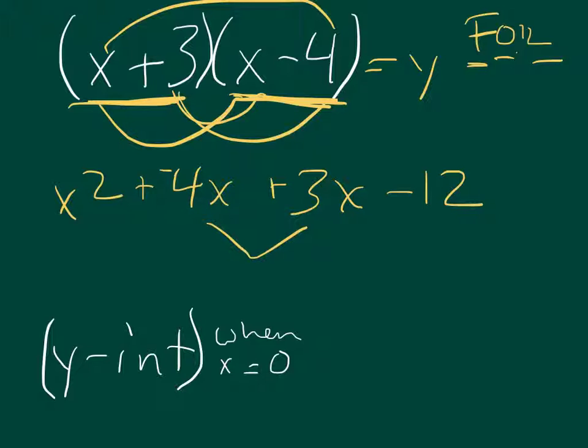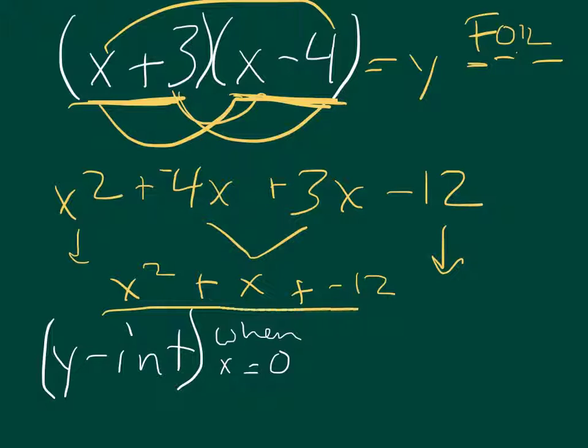So these just have one x after them, so now I can combine those. So I have negative 4x plus 3x, and that's just going to equal x. And I bring down my other terms: x squared plus x plus negative 12. Now I am completely in expanded form, and now I can start to look for these nice y-intercepts.